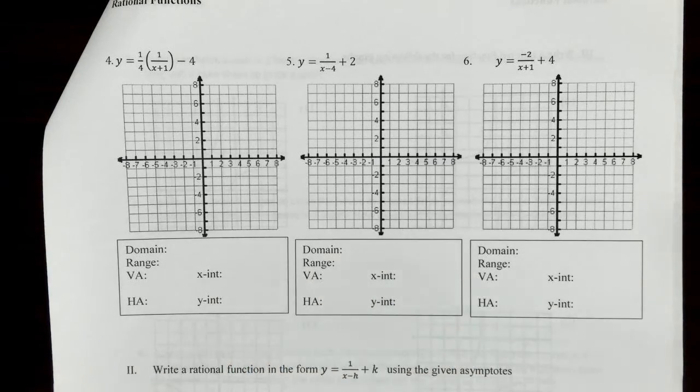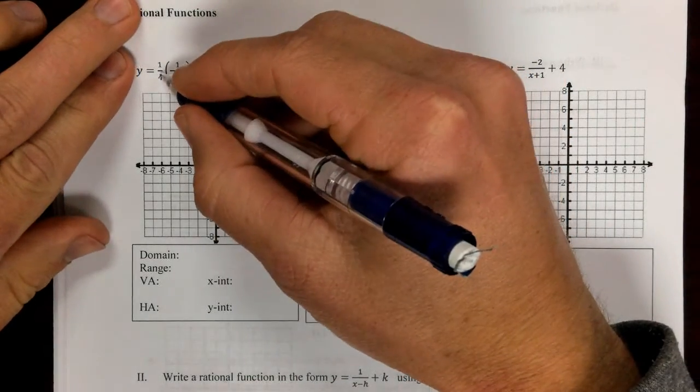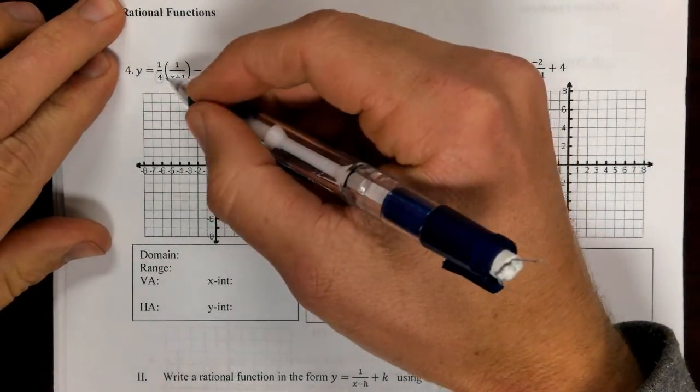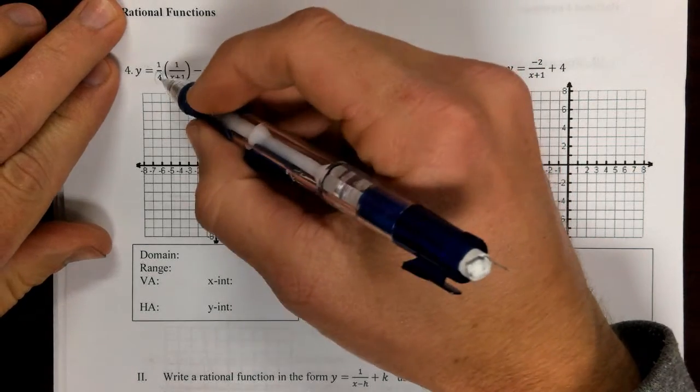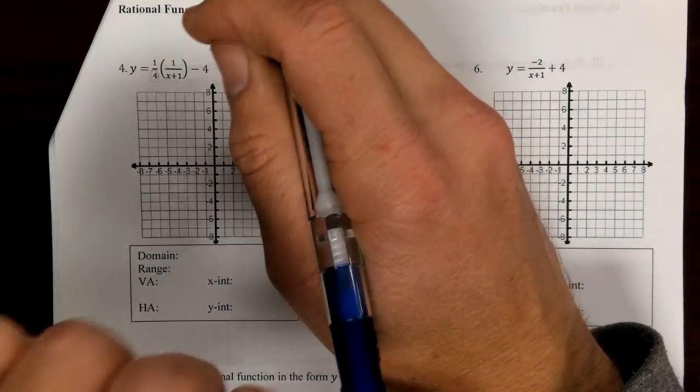Alright, let's look at some more examples of rational functions. So let's look at number 4 here. We've got y equals 1/4 times 1 over x plus 1 minus 4. Let's look at some transformations that happen here. This is going to be my b value. So we're basically dividing by 4, which would be a horizontal compression.